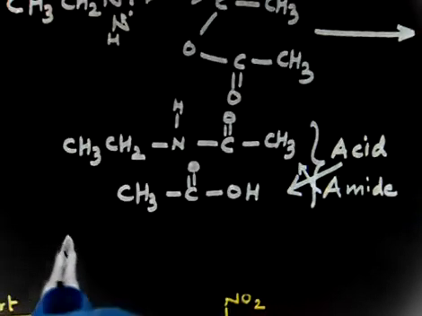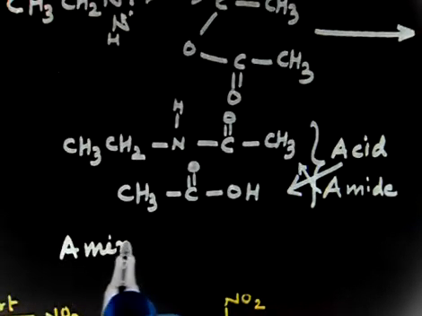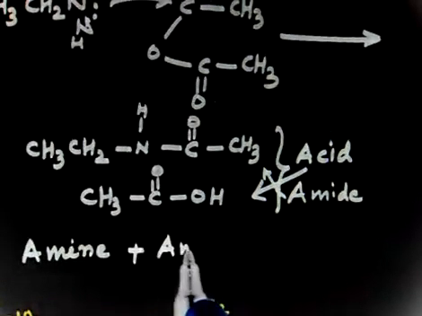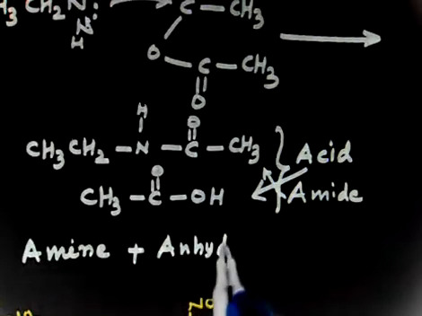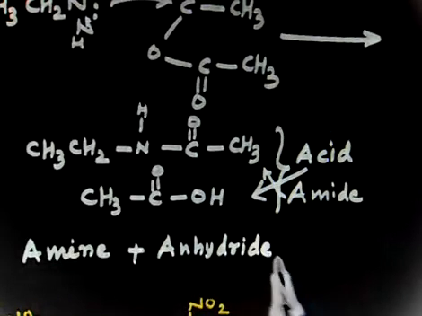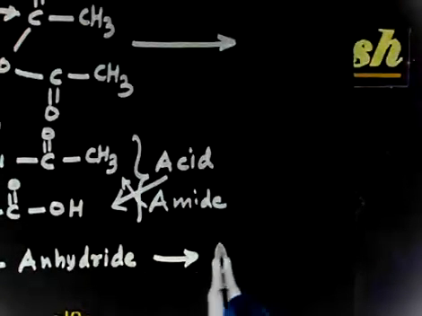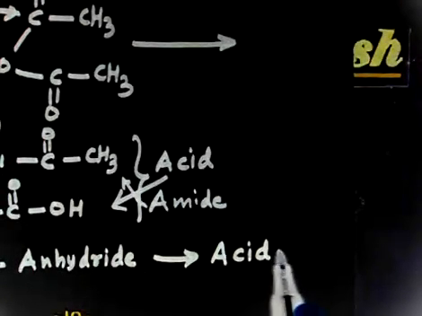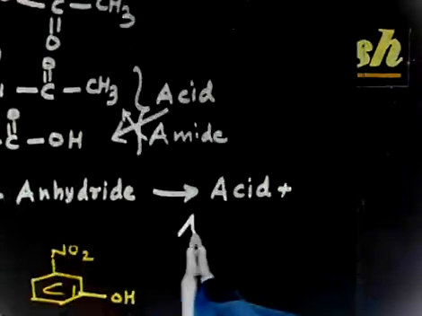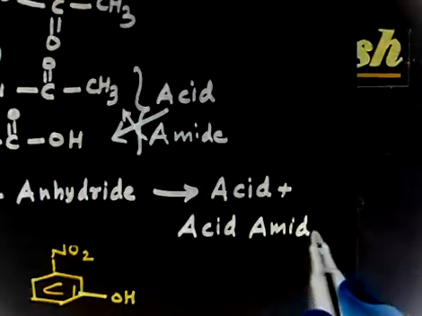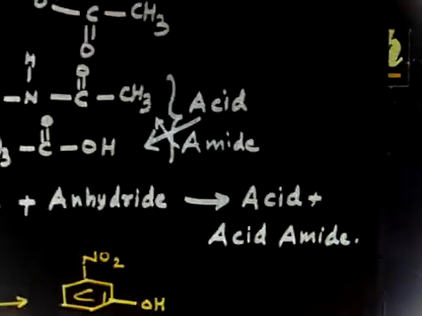Initially you have an amine, and you have an anhydride, and then this will give you acid plus amide. Are you getting or not?